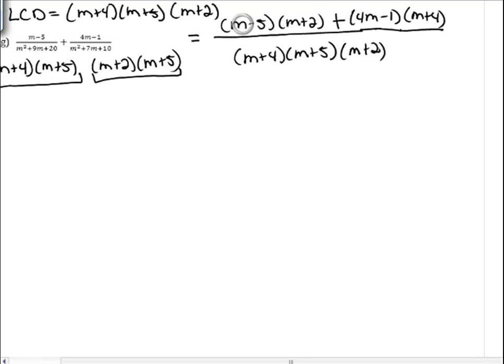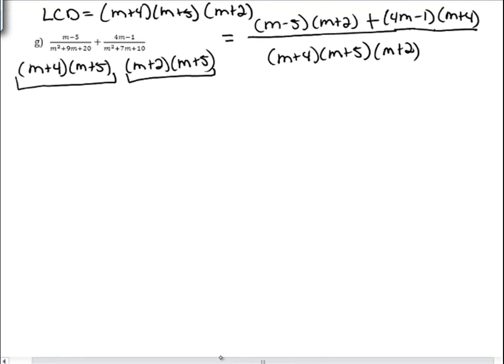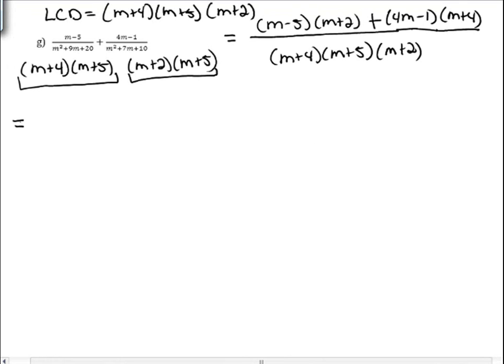Now we need to simplify this numerator, so we're going to need to do FOIL twice, once for these two and once for these two here. M times m is m squared. M times 2 is 2m. -5 times m is -5m. And -5 times 2 is -10.